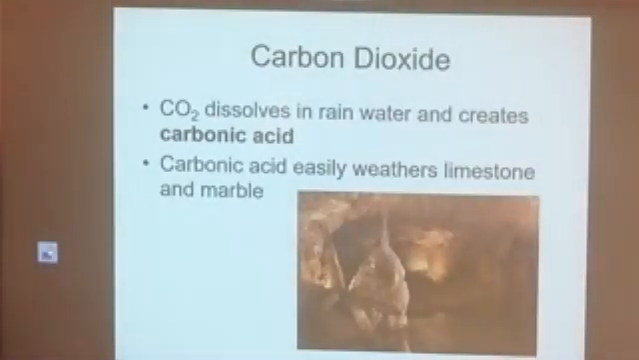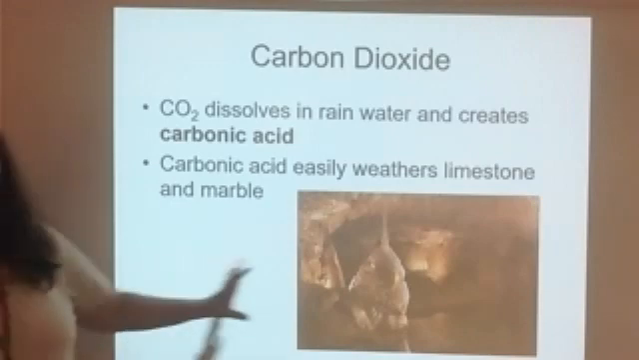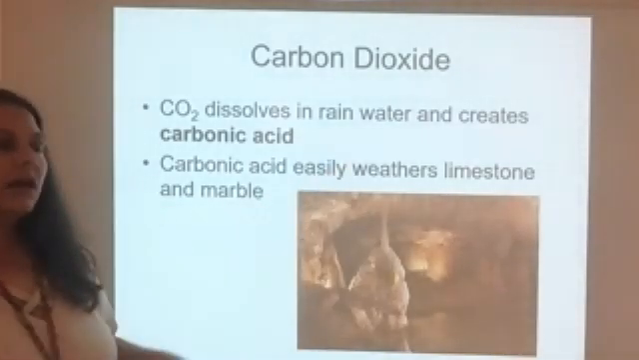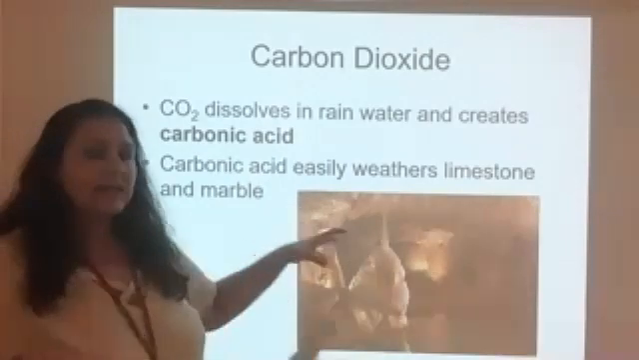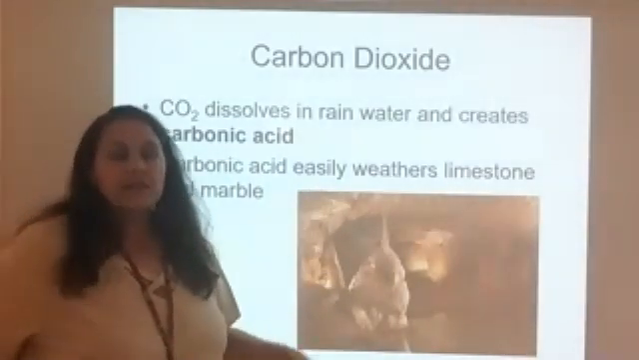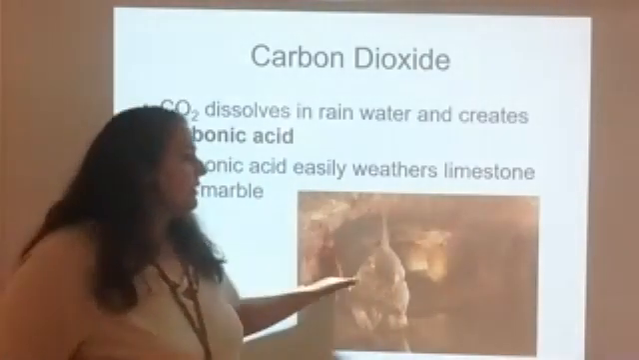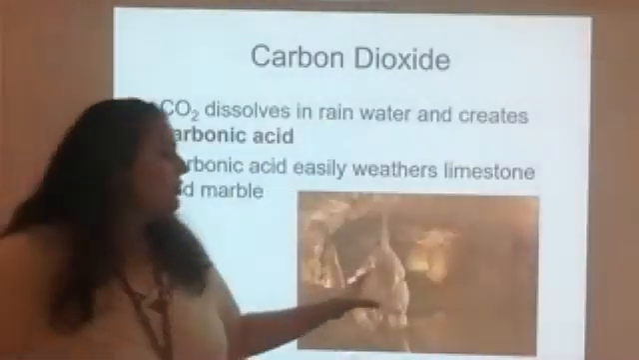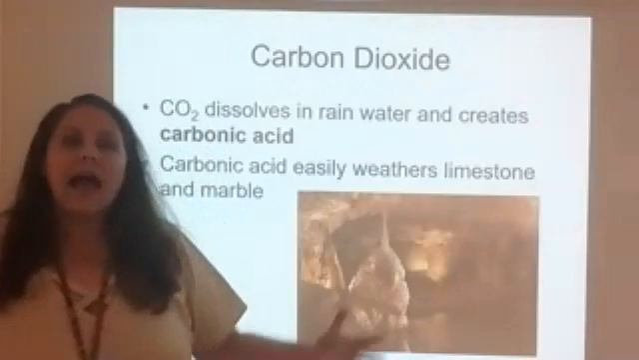Carbon dioxide can dissolve in rainwater and create carbonic acid. And carbonic acid can weather limestone and marble. So this is how we get these underground caverns, okay, with the big stalactites and stalagmites. Carbonic acid drips through, dissolves the limestone, and you get these huge cave formations, right? These caverns.